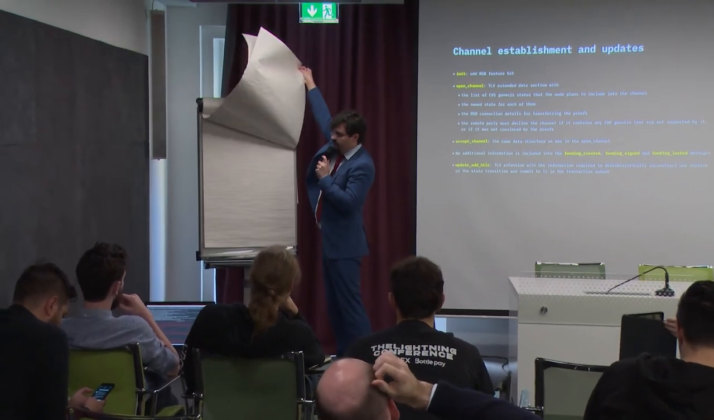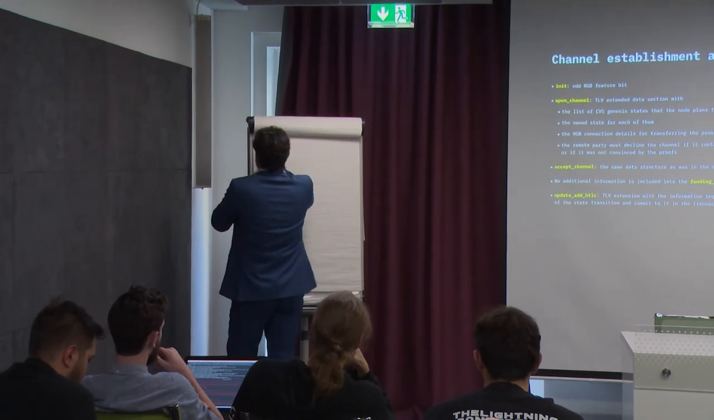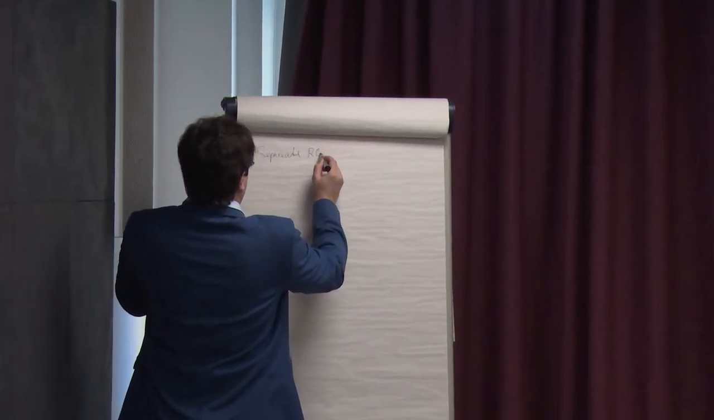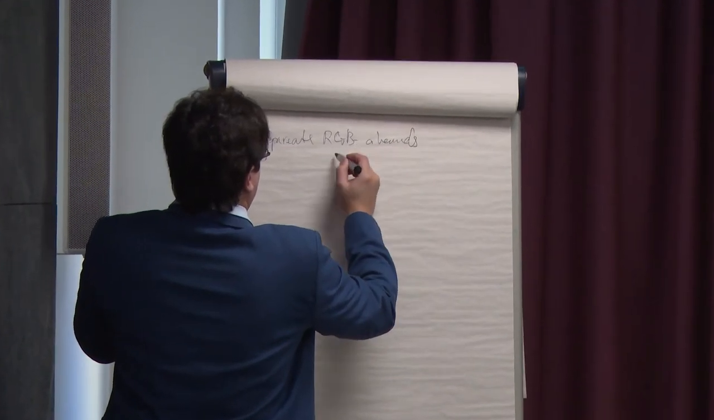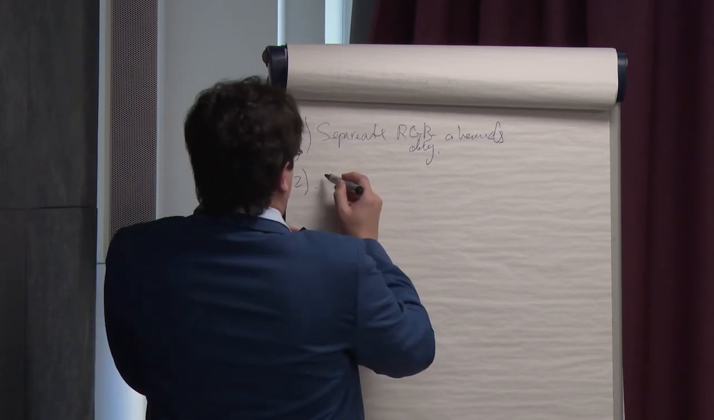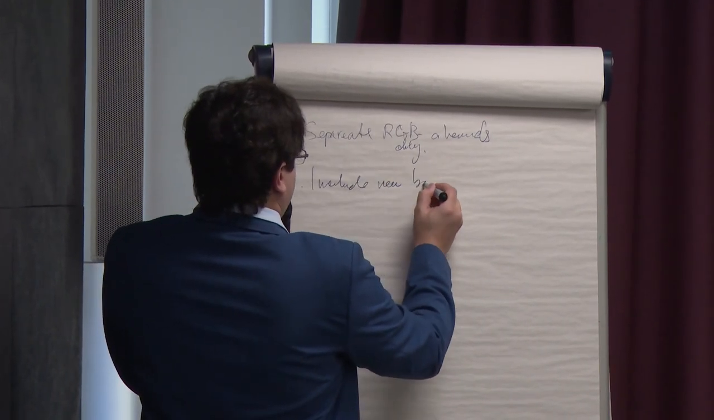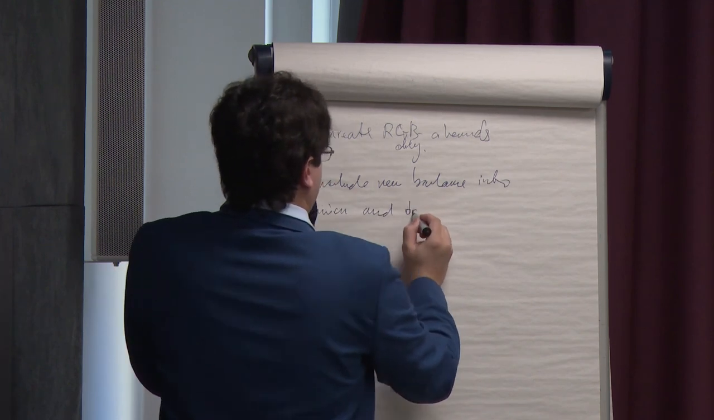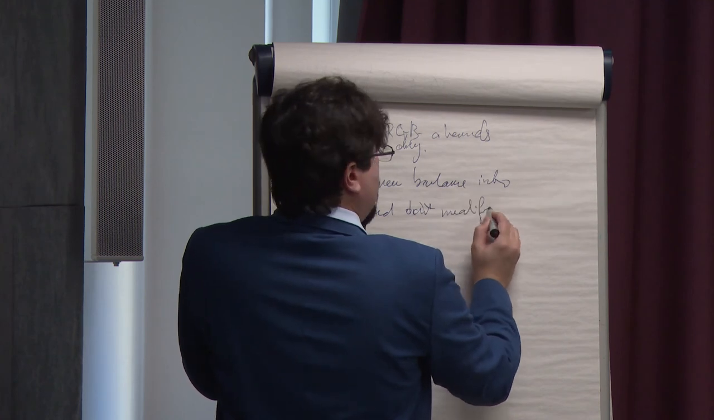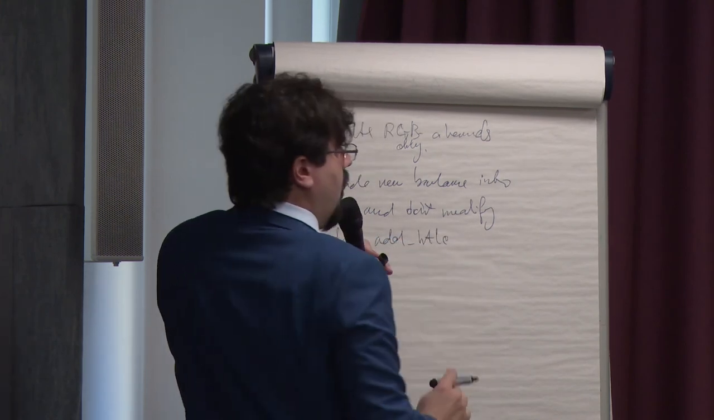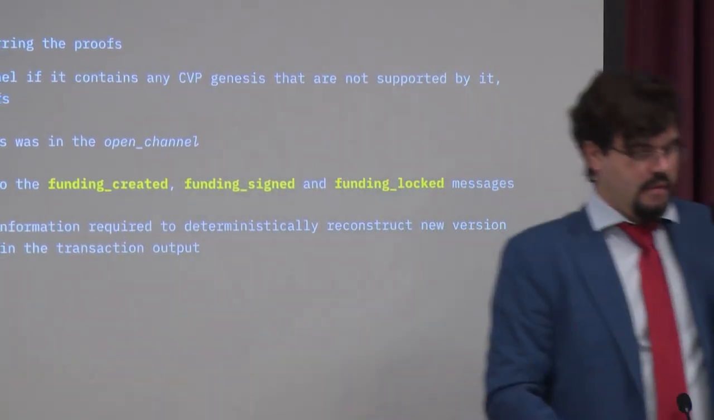Okay, I will write down the points, all of your considerations, so as not to forget them. The first one is to separate RGB channels. That was your first suggestion. The second suggestion is just include your balance into the onion and don't modify update add HTLC. Was there anything else? No. Not yet so far. Okay. I mean, there was something else, but we agreed that it's not useful. Oh, okay.